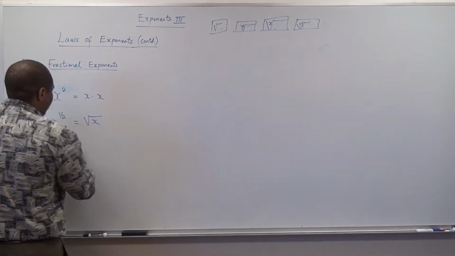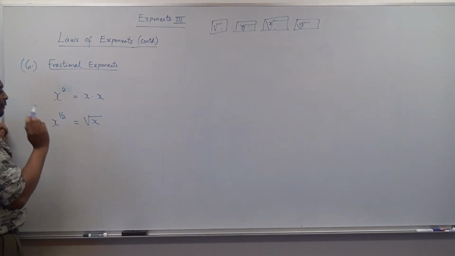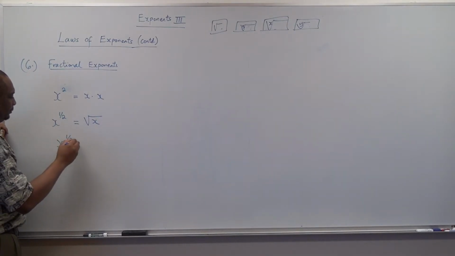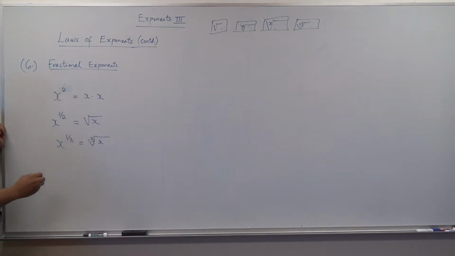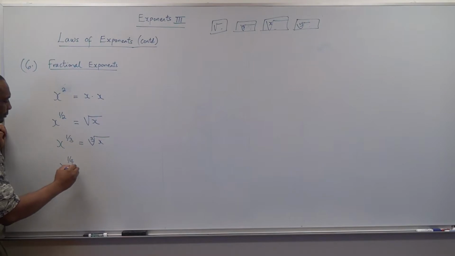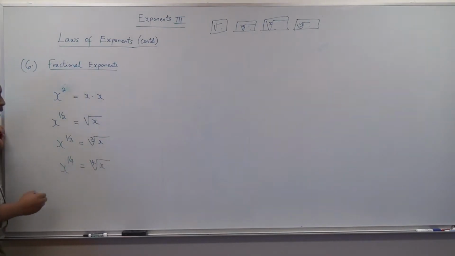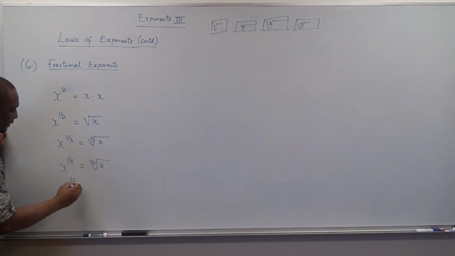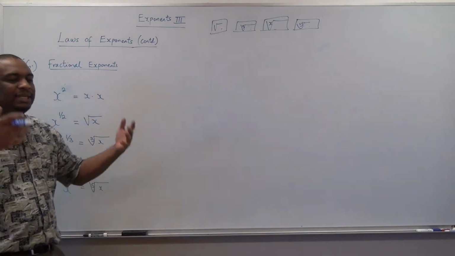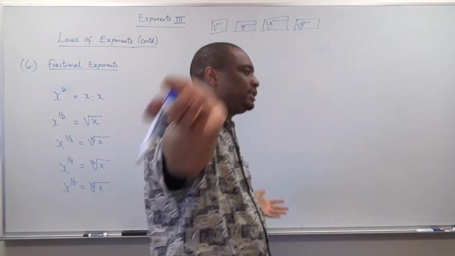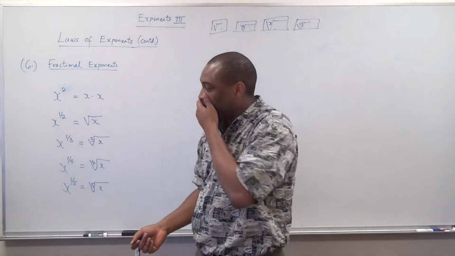If we have x raised to power 1 over 2, it means the square root of x. If we have x raised to power 1 over 3, it means the cube root of x. If we have x raised to power 1 over 4, it means the fourth root of x. If we have x raised to power 1 over 5, it means the fifth root of x, then the sixth root, seventh root, eighth root, ninth root, 10th root, 11th root. The same thing is what it means.